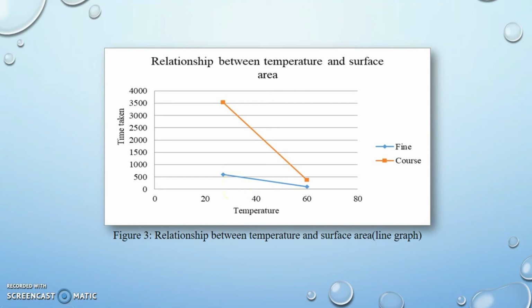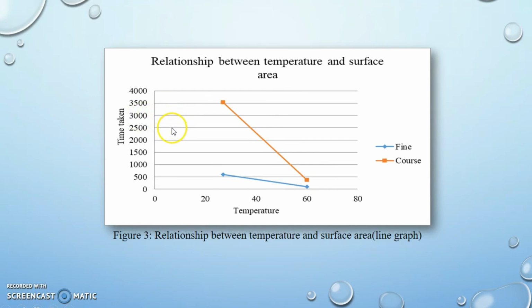So the main effects in these experiments are temperature, which are 27 degrees Celsius and 60 degrees Celsius, and one more main effect is surface area of salt, which is coarse and fine salt. And there is an interaction between the surface area and temperature. These main effects were qualified by an interaction between the surface area and temperature. Each main effect depends on the level of the second independent variable.